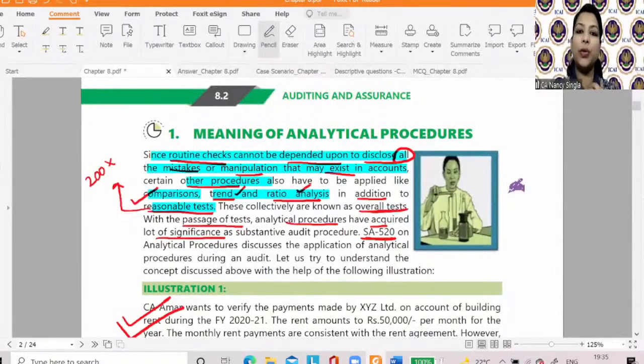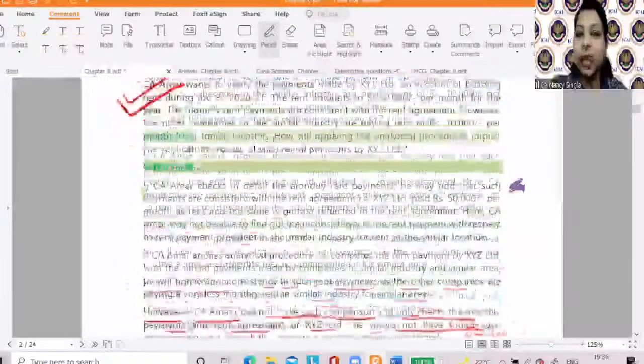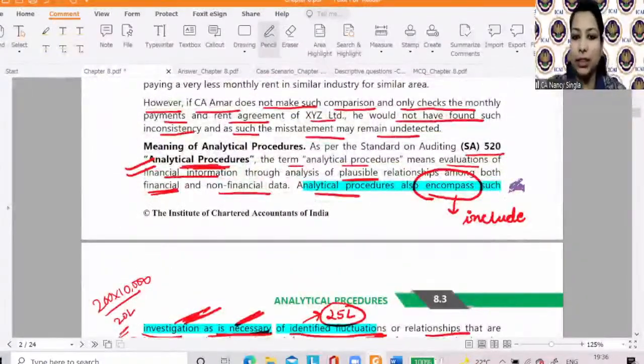Okay. So we have seen that a routine check cannot disclose mistakes and manipulation. So what will the auditor have to do? Comparison, trend analysis, ratio analysis and reasonableness test. What is this called? Overall test. And where is this given? SA 520.